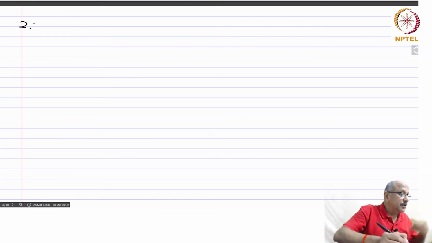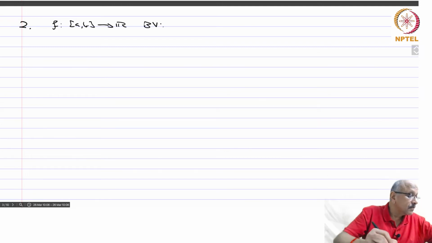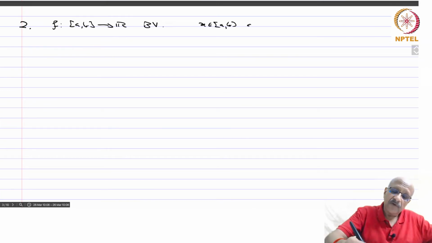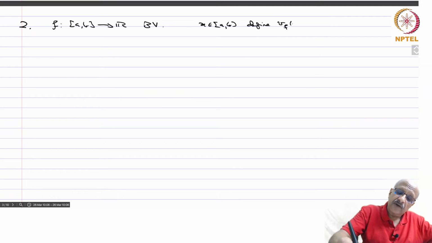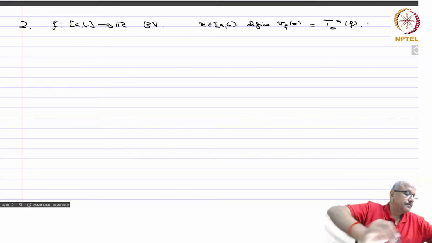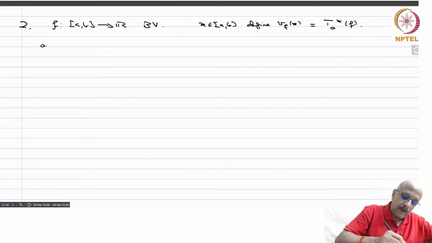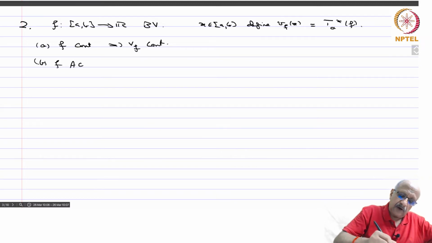Second question, f: [a,b] → R of bounded variation. For x in [a,b], define V_f(x) equal to T_a^x(f). A, f continuous implies V_f continuous. B, f absolutely continuous implies V_f absolutely continuous.